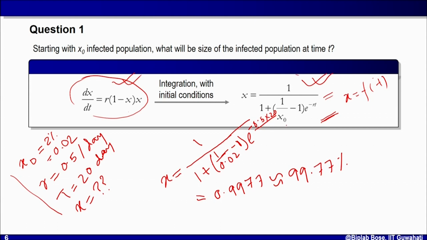By plugging this value of x naught, R, T, I get the final value of x, and that is 0.9977, which is equivalent to 99.77%. That means my model is saying if at initial time point I have 2% of the population infected, then after 20 days 99.77% of the population will be infected. So first type of question is answered.